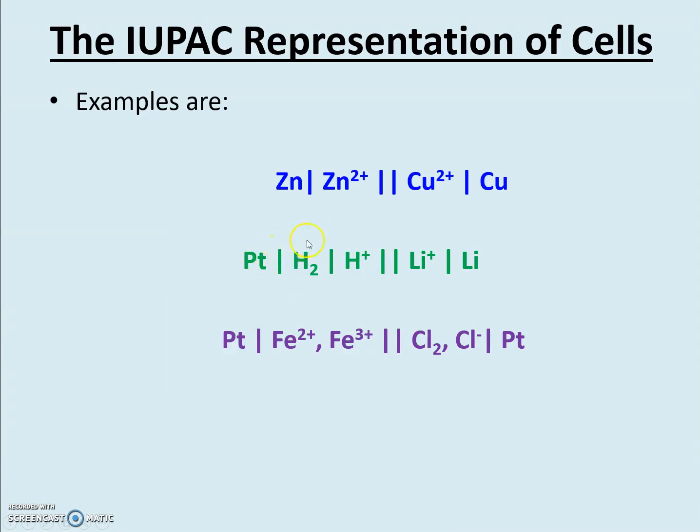If we've got a gas, such as hydrogen for the standard hydrogen electrode, then we need to include the platinum electrode as well. That separates, so the platinum is separated from the hydrogen, that's in a different phase to the hydrogen ions. Okay. On the other side of the salt bridge, we've got a lithium ion, lithium half cell.